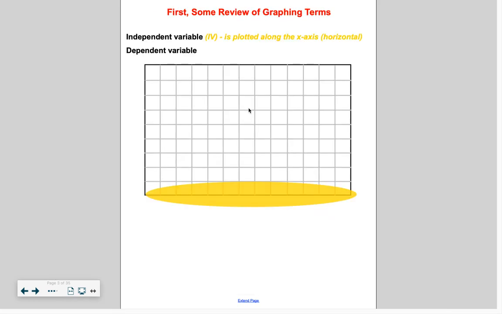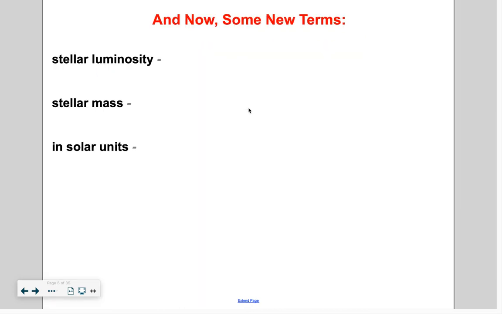Now, you might remember that the independent variable, sometimes we use IV as a shortcut, is always plotted along the x-axis, and that's your horizontal axis. Whereas the dependent variable, aka DV, is plotted along the y-axis, and that's always your vertical one. Okay, hopefully that was quick and easy for you. But now we have to go into some science terms so that we can understand the slides that follow.